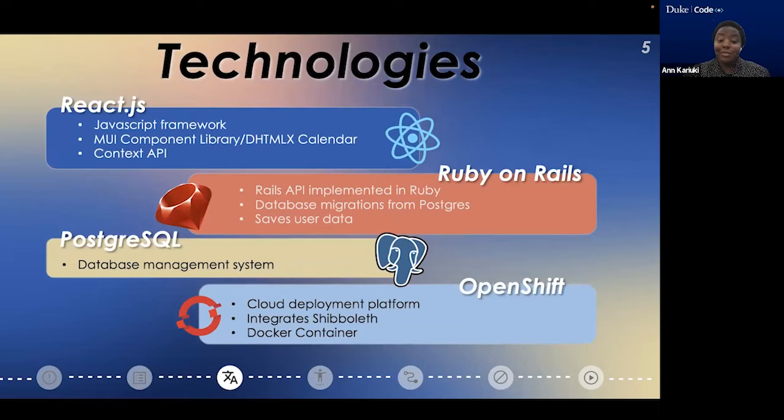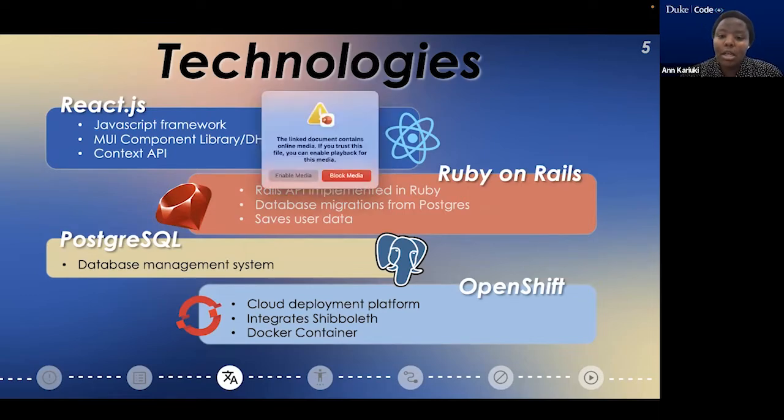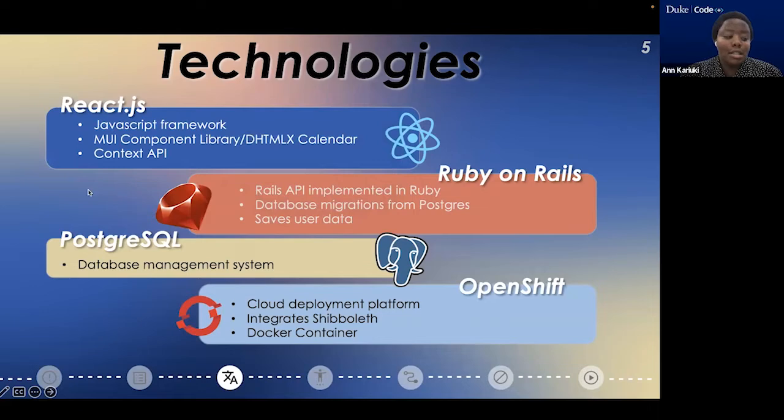For the technologies, we used a JavaScript framework known as React as our front end. We implemented different libraries of React, such as MUI and DHTMLX calendar, to help us create standardized and aesthetic components. We also implemented the context API in React to set user information as global variables so that they can be used throughout the website and will not have to be passed down the React tree.